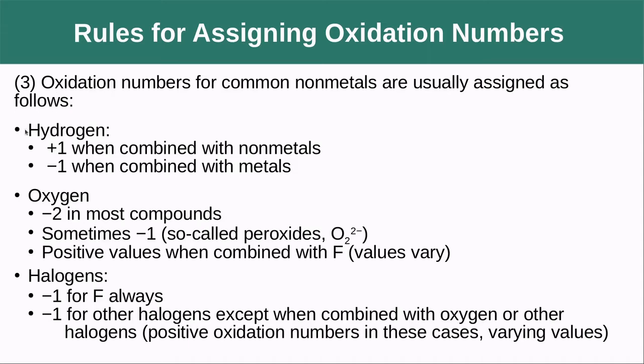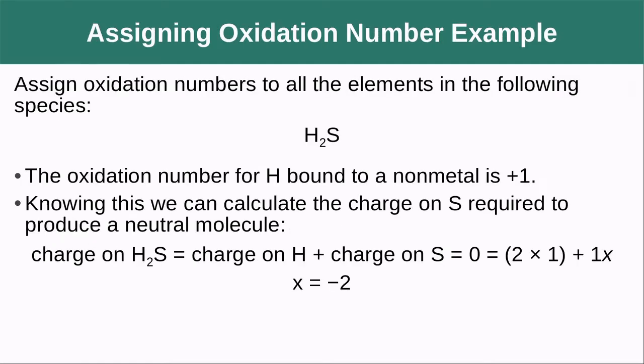The first thing that we want to do is have a few that we can easily identify. Hydrogen, when it is combined with a nonmetal, is going to have a +1 charge. When it's combined with a metal, it's going to have a -1 charge. Oxygen, in almost every single case, is going to be a -2. And the halogens are almost always going to be a -1. Let's do a couple examples and see if we can identify some of the oxidation states.